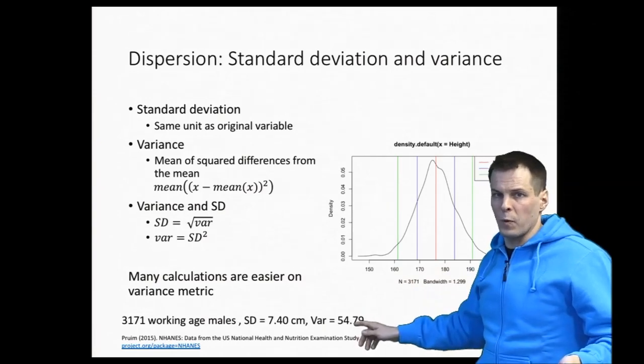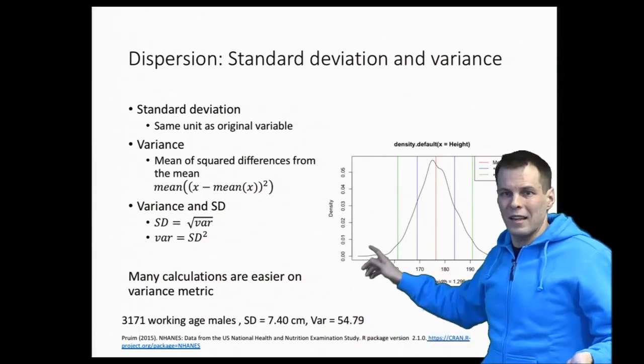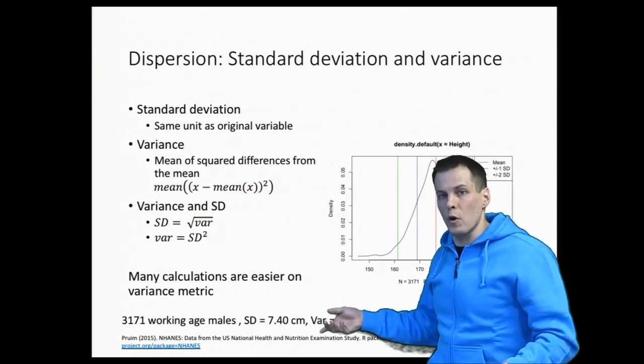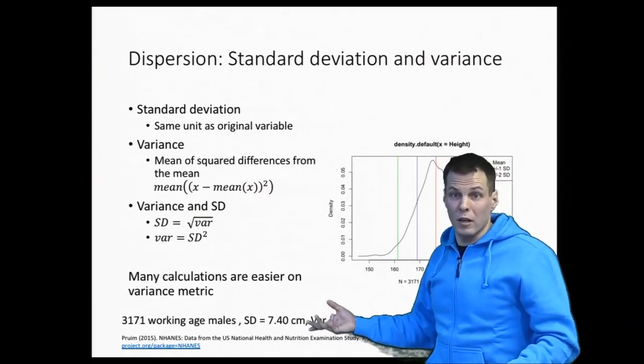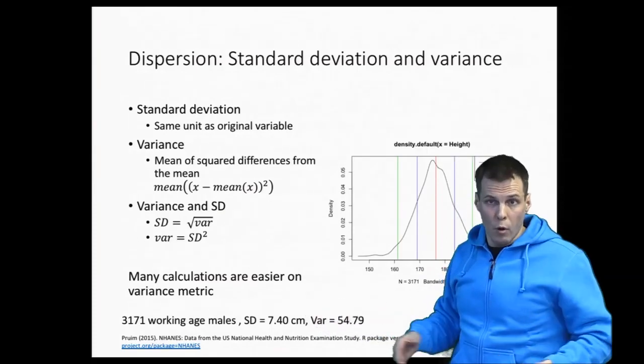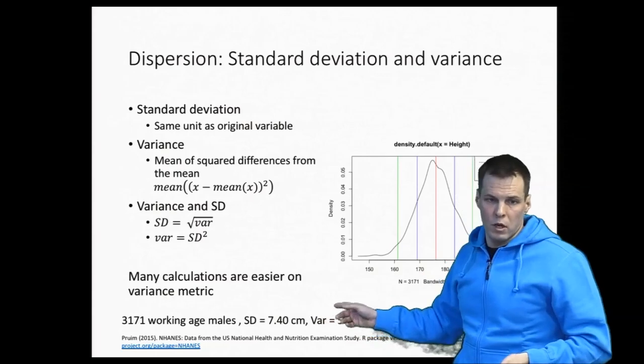Variance is 54.79. So that doesn't really tell us where people are located. But variance is useful for some other purposes, and particularly in more complicated models, we use variances. Sometimes you report both, so that's possible as well.